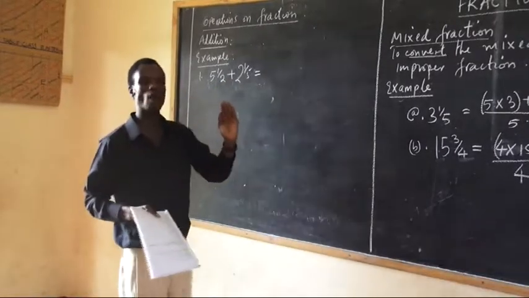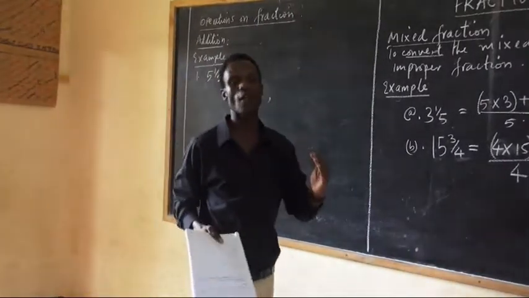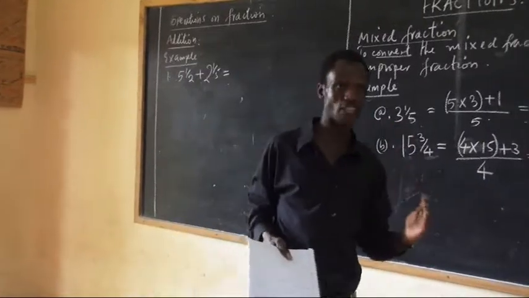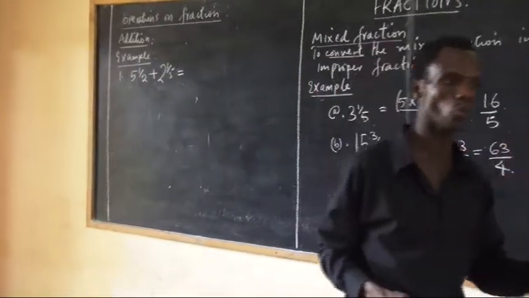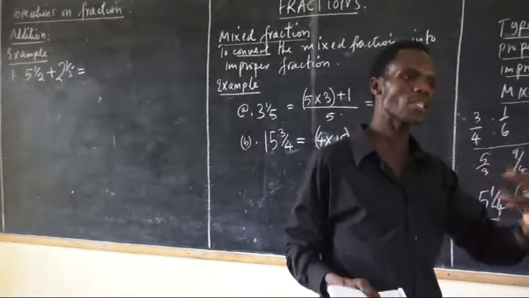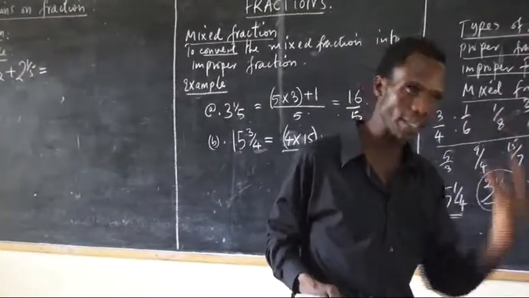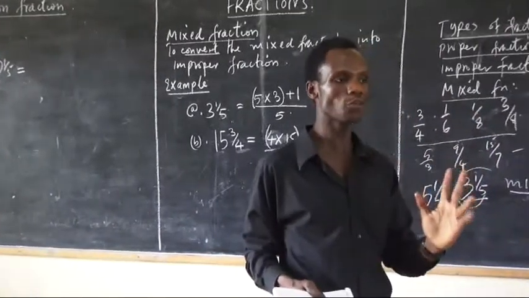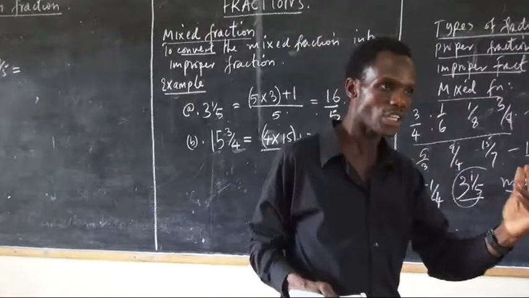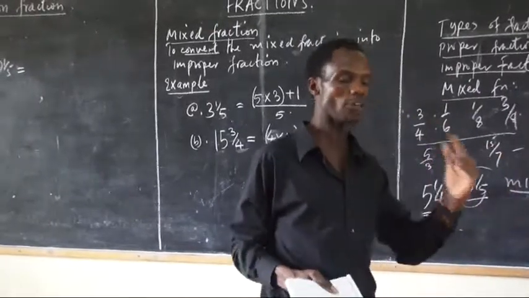The first thing that you have to do is to convert the mixed fraction into improper fraction. That is the first step that you have to do. Unabadili sehemu mchanganyiko kwa sehemu ya kawaida. That is the first thing that you have to do, to convert the mixed fraction into improper fraction.